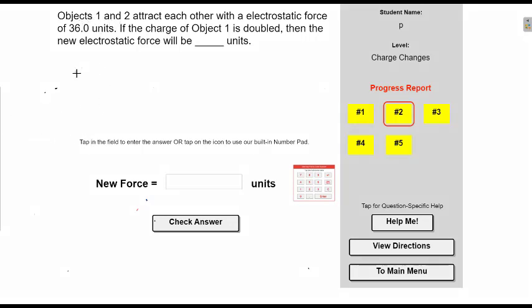Okay, so we're starting off with F is equal to 36. Note that if charge 1 is doubled, then the new electrostatic force is doubled. So if I double the charge, that doubles the force. So it's directly proportional. Therefore my answer is 72.